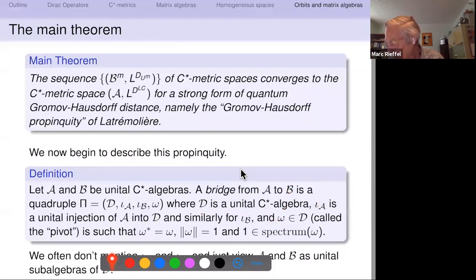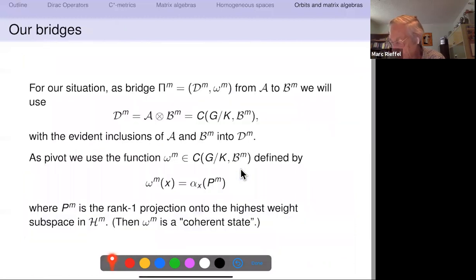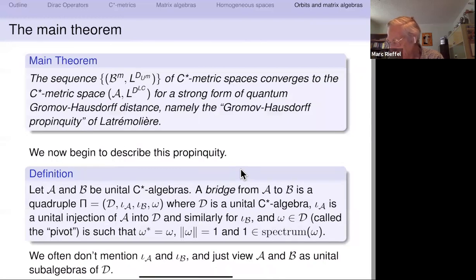Okay, and then there's a special element in D. I still find this sort of magical that this all works, but it really does. That Latrémolière calls the pivot, and it's a self-adjoint element. What I have here is a little bit more restrictive than his definition, but this is quite adequate for our purposes. It's of norm one, and one is supposed to be in the spectrum of this element. And in what follows, I often won't mention these injections, and I'll just view A and B as being unital subalgebras of D.